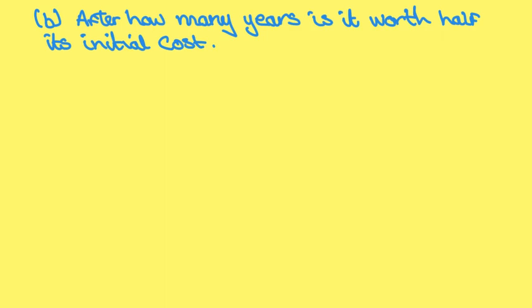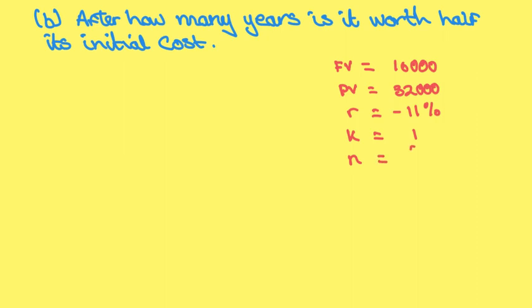Part B. After how many years is it worth half its initial cost? So we want the future value to equal 16,000. So the present value is still 32,000. The interest rate is still 11%. Remember, it's negative. K is equal to 1. N is equal to, well, we don't know that. We want to find how many years it will take. Let's put all that into our equation.